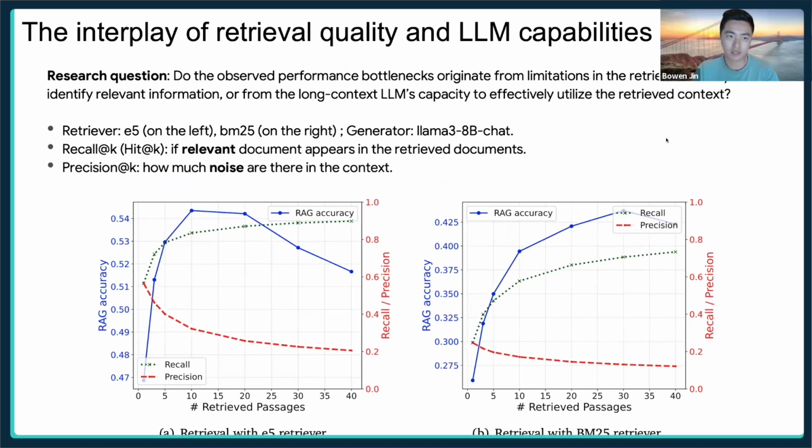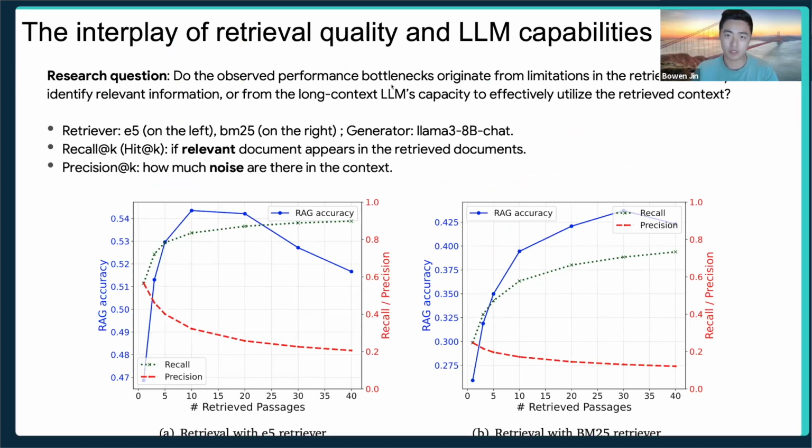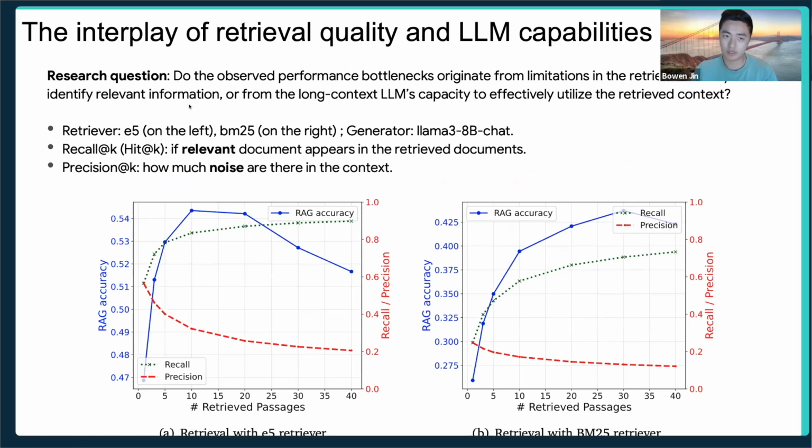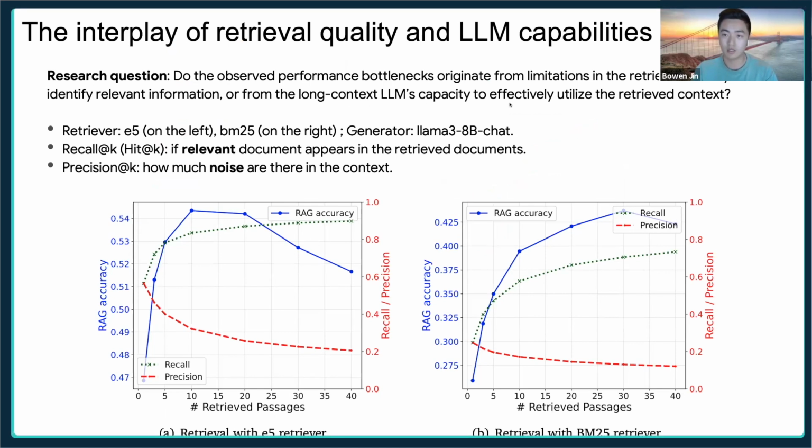So our second exploration has this research question: does the observed performance bottleneck, the observed increase and then decrease in the RAG performance curve, originate from limitations in the retriever's capability to identify relevant information, or from the long-context LLM's capability to effectively utilize the retrieved context?